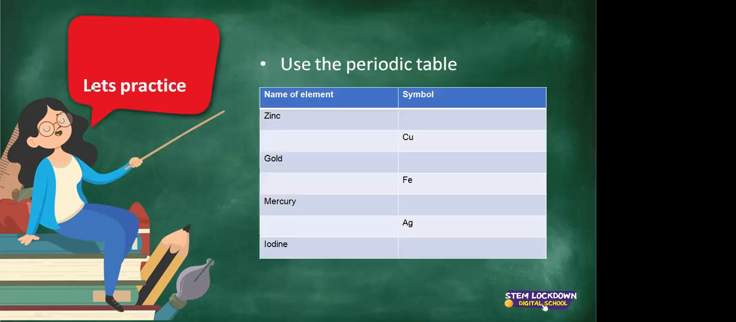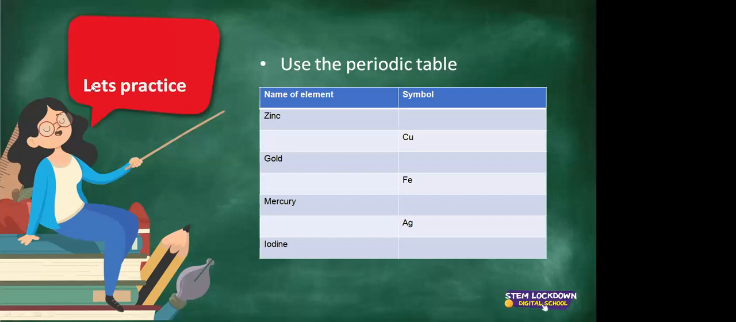Let us look at this. Use your periodic table now, grade 9s, to give the symbol of zinc. What is the symbol of zinc? The symbol for zinc is Zn. What is the name of the element Cu there? The name of the element Cu is copper.